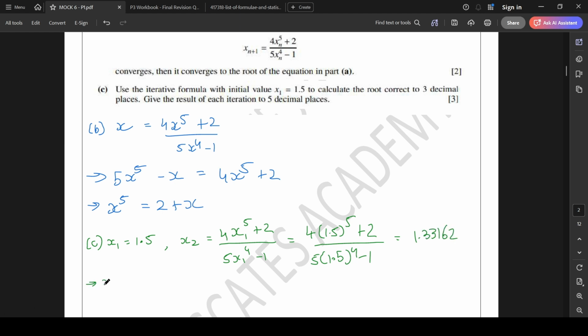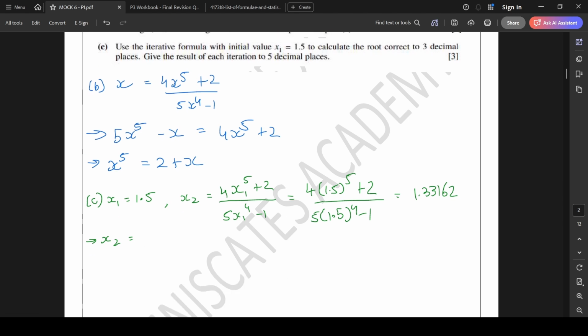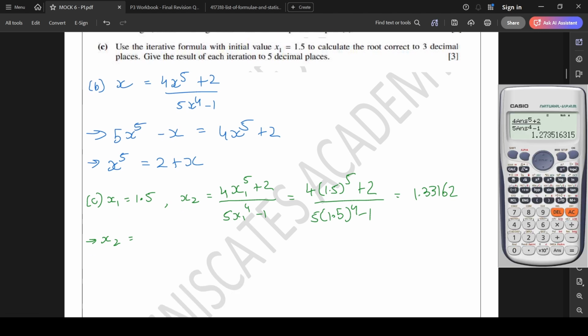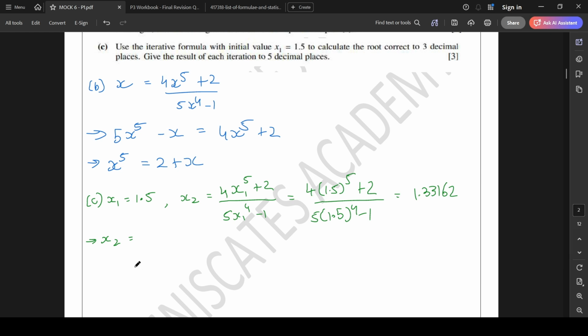Now if you want, you can show one more iteration, or you can directly go ahead. By using the equal to sign, you can keep on getting new values. So I got 1.273516, and then 1.27352. And you keep on doing this until your answer converges according to the given decimal place over here.